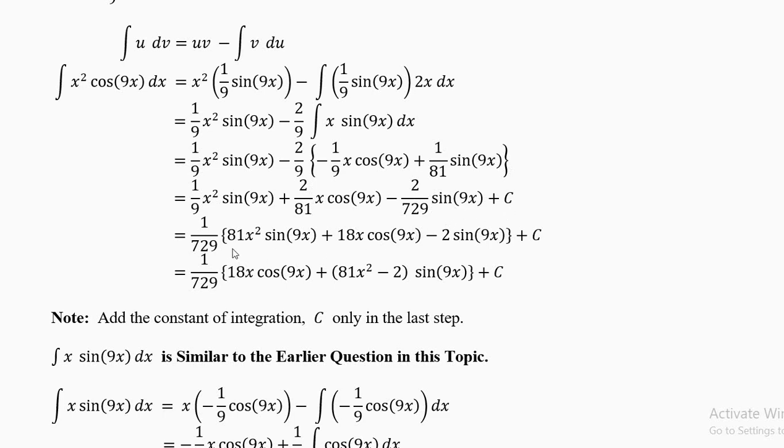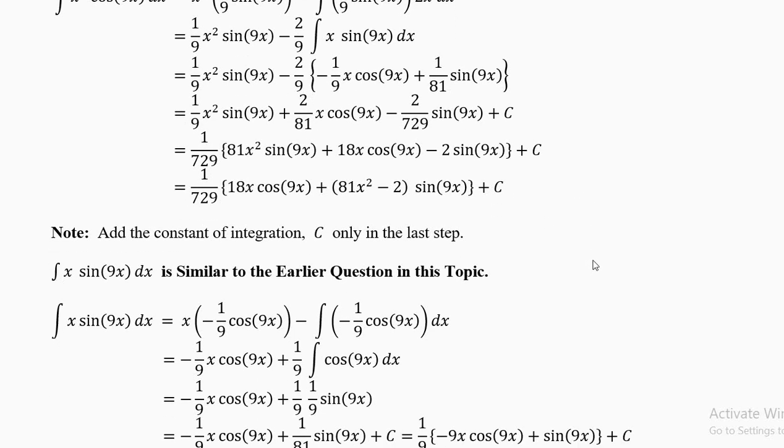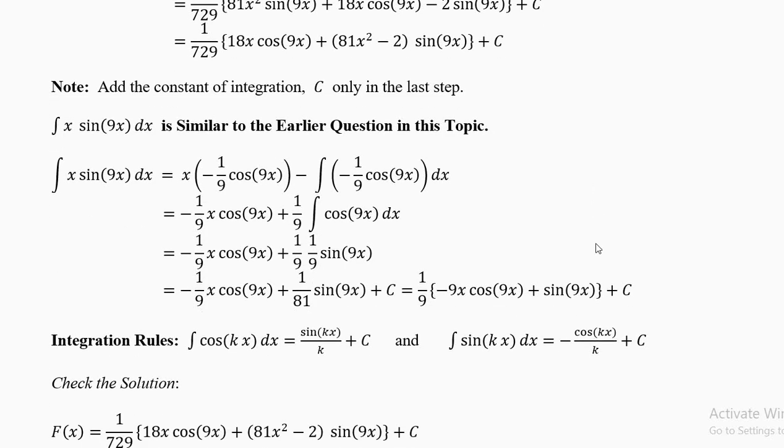Now take 729 common. In the denominator, you'll get 1 by 729 into bracket 81x squared sine 9x plus 18x cos 9x minus 2 sine 9x. Now the sine 9x is repeating, so take sine 9x common, you'll get 81x squared minus 2 in a small bracket. Cos is alone, so just write it 18x cosine 9x. And remember to write plus c in your final step. Again, you can differentiate and check the answer.